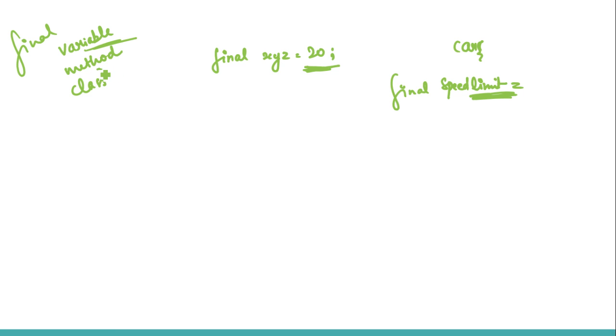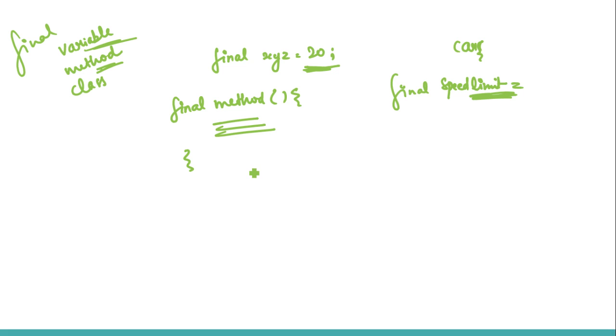Now a final method, again the same thing. If you create a method as final, you can never override it. You cannot change the working of this method. So if there is a method that has been created as final, whatever is there inside this method, all the piece of code that you have, you cannot change it by overriding it in another class. Alright, so that is there.